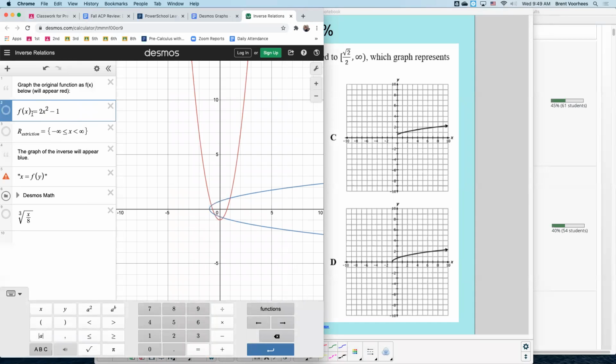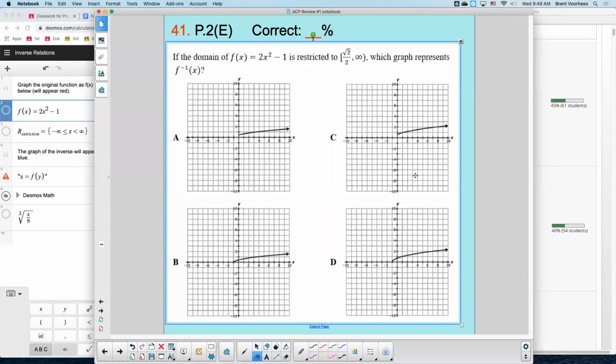The original, it says, is red. So the red is the original. The blue is the inverse. But right now, none of them match. And that's because we haven't put this restriction in. So now you put in the restriction. What the bracket means is that you need an equal sign underneath here. The comma represents where the x goes, and the infinity is on the right.